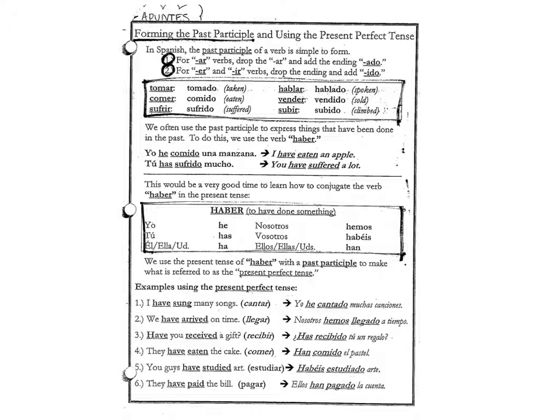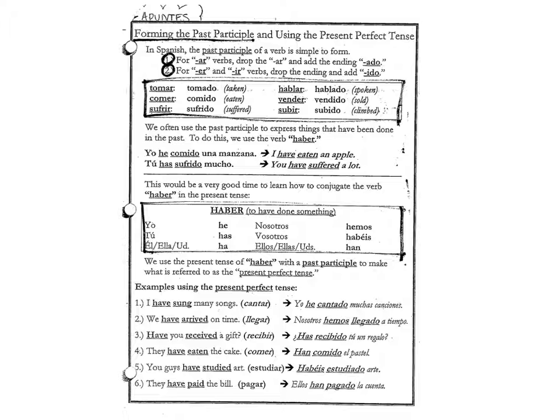There are 4 tiempos perfectos in Spanish. The first one is el presente perfecto, which is present perfect. That's the information that you see on your screen. The second one is pluscuamperfecto, which is past perfect. Potencial compuesto is conditional perfect, and futuro perfecto is future perfect.